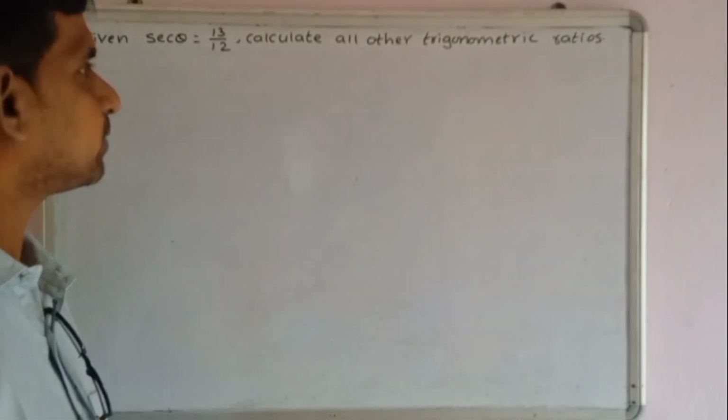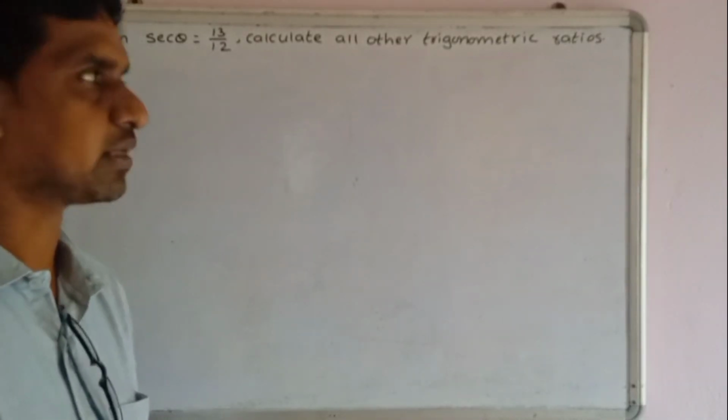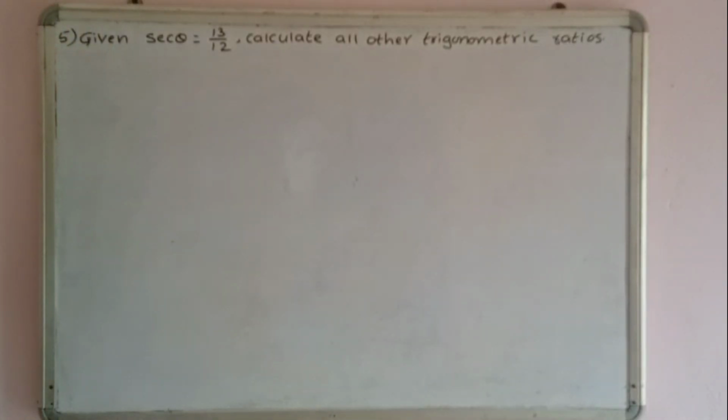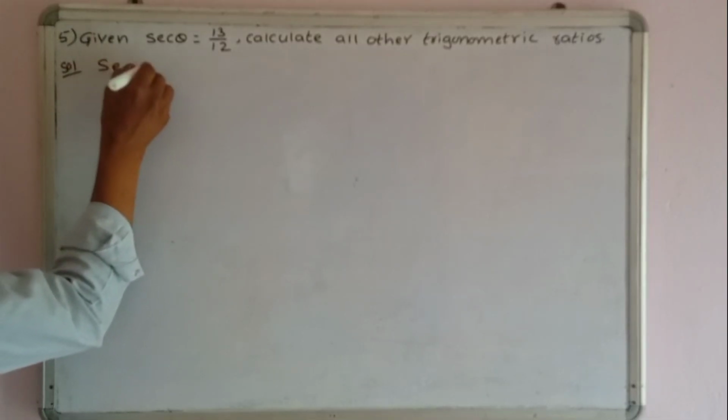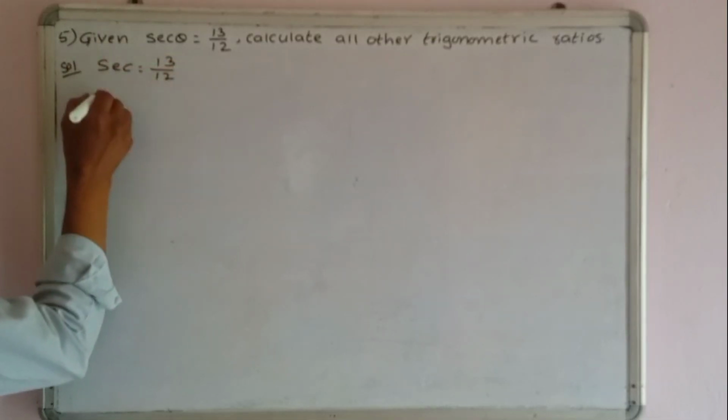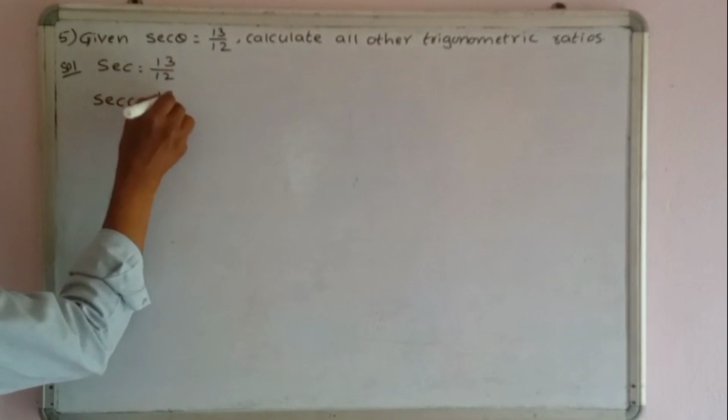Secant theta equals 13 by 12. Calculate all other trigonometric ratios. Okay. Secant theta equals 13 by 12. See the solution. Secant theta equals 13 over 12.